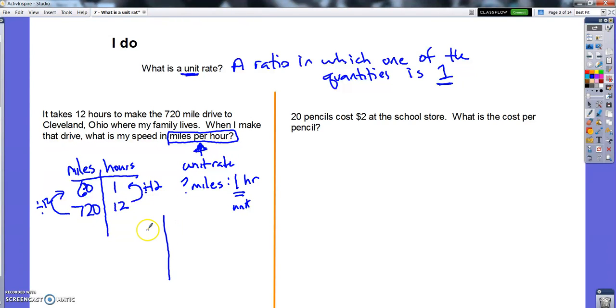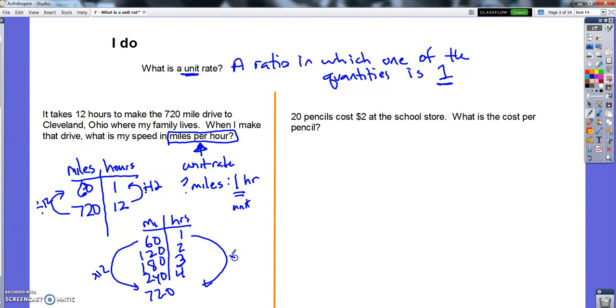If I started my chart with that, 60 miles in 1 hour, that means I also drive 120 miles in 2 hours, 180 miles in 3 hours, 240 miles in 4 hours, or times 12, 720 miles in 12 hours. So it's just sort of like I'm going down my chart instead of up, which we didn't do as much. But that is my unit rate, 60 miles per hour in 1 hour.